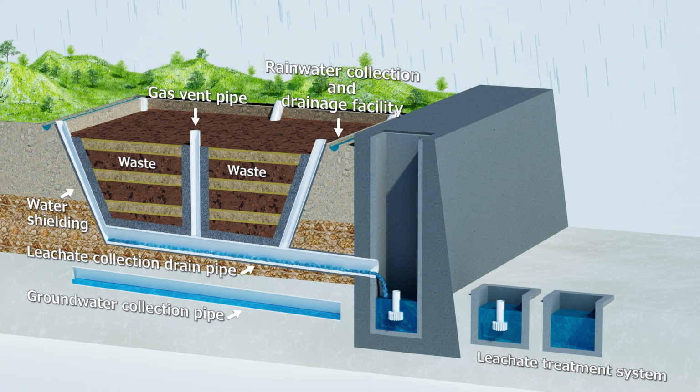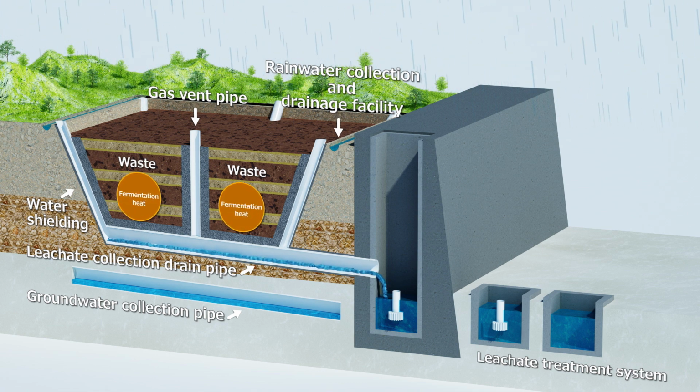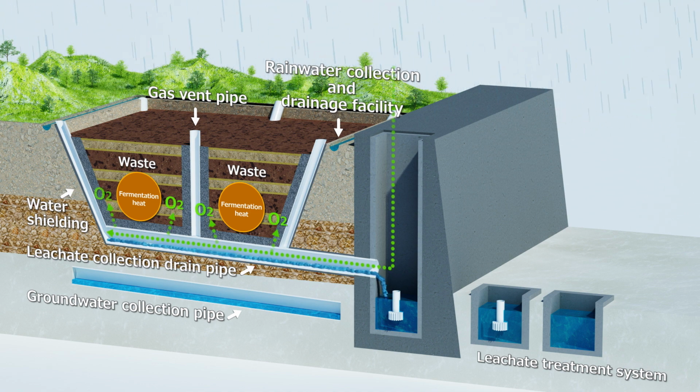Furthermore, inside the waste layer, heat convection occurs due to fermentation heat generated by the decomposition of waste. This drainage of leachate and generation of heat convection reduces the water content of the waste layer, and air is supplied from the outside through the collection and drainage pipe, so waste decomposition by microorganisms is promoted.